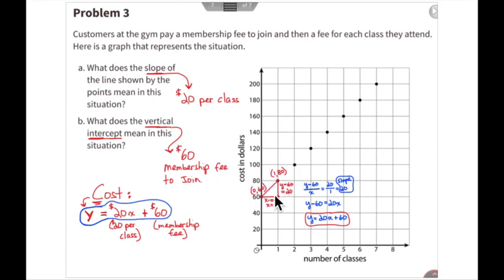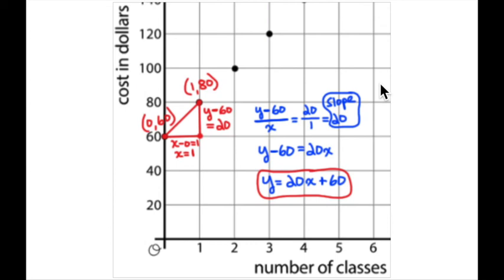Where does this line cross the y-axis? That's the vertical intercept or the y-intercept. It crosses at $60. So what does that $60 mean? And what does the increase for each class mean as you go up this line? So let's zoom in on this a little bit. So every class, there's an increase of $20. So you take one class, goes up $20. Another class goes up $20. Another class goes up $20.